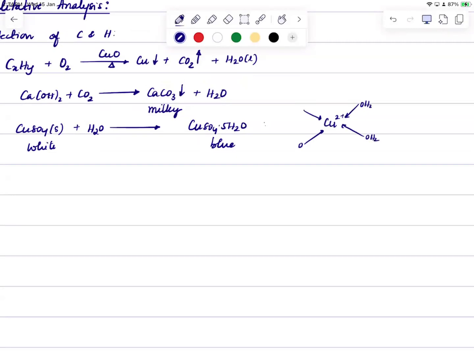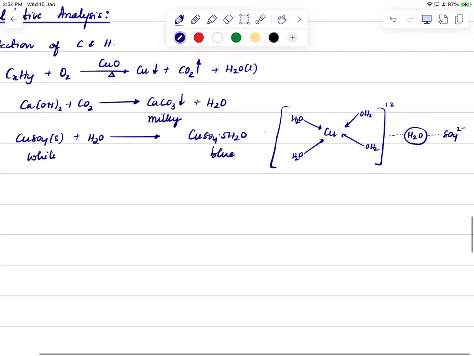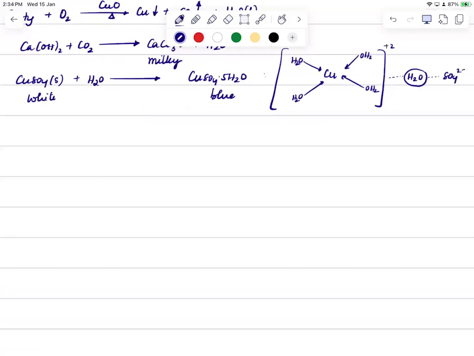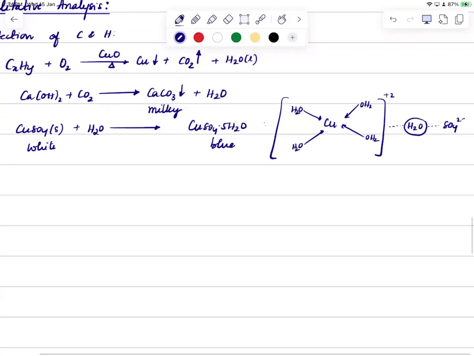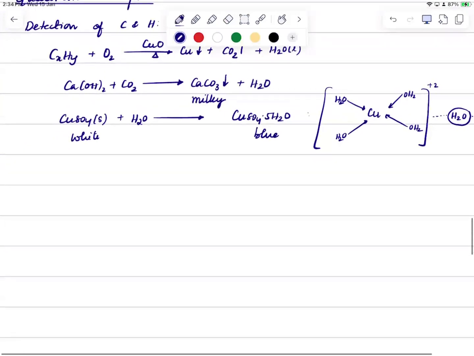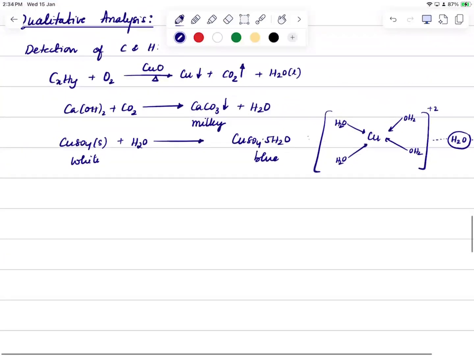So remember that we will have 4 moles of OH2 here like this, right? With plus 2 charge on it, which is being attracted by one more water molecule, and which is being attracted by SO4 2 minus. So one water molecule is only there for making hydrogen bonding. The rest of the 4 water molecules are getting coordinately bonded with copper. Okay. So this is detection of carbon and hydrogen.